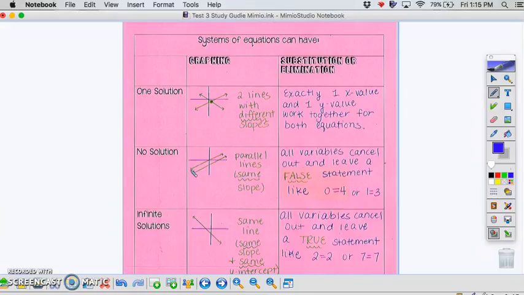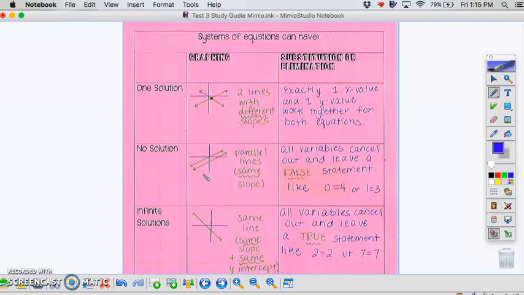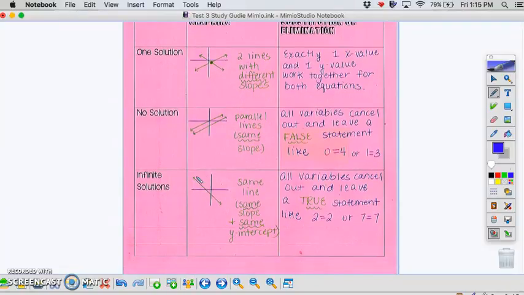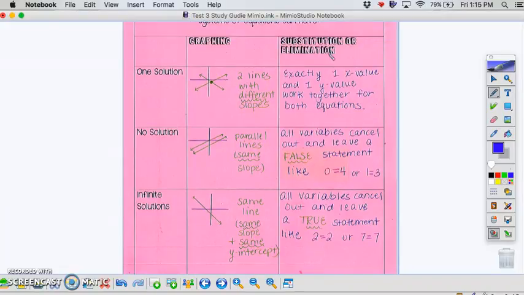For no solution, the lines aren't going to cross. And the only type of lines that don't cross are parallel lines, which means they have the same slope and a different y-intercept. And for infinite solutions, they would be crossing at every single point, which would mean they would have the same slope and the same y-intercept because they'd be the same line. Now, if you're using substitution or elimination, if there's no solution, all of your letters are going to cancel out and leave you with a false statement. For infinite solutions, it'll leave you with a true statement.